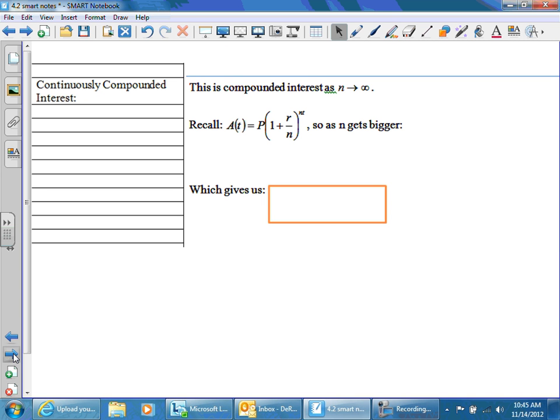Okay, continuously compounded interest. So we have talked about compounded interest before, this formula right here. And we're going to see if we can manipulate it to get something that goes continuously. So basically, its n is going to infinity here. It's constantly being compounded. So as I do that, I'm just going to first rewrite and make this n over r, to the rt.